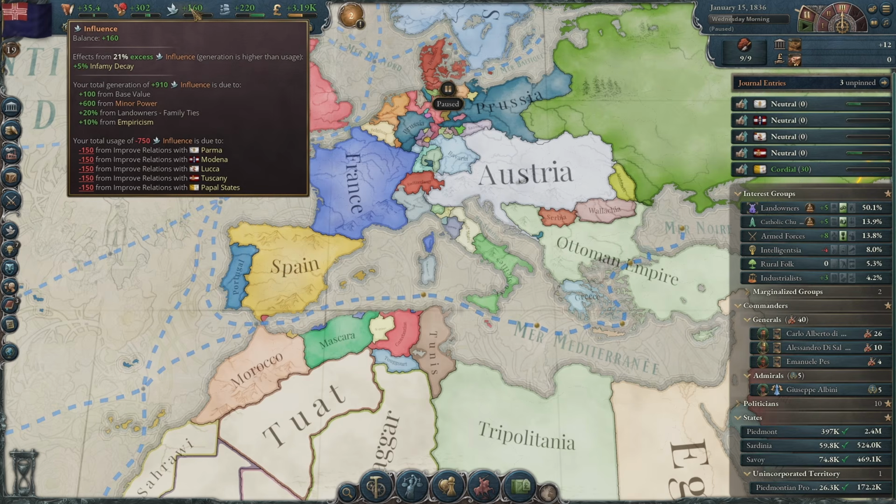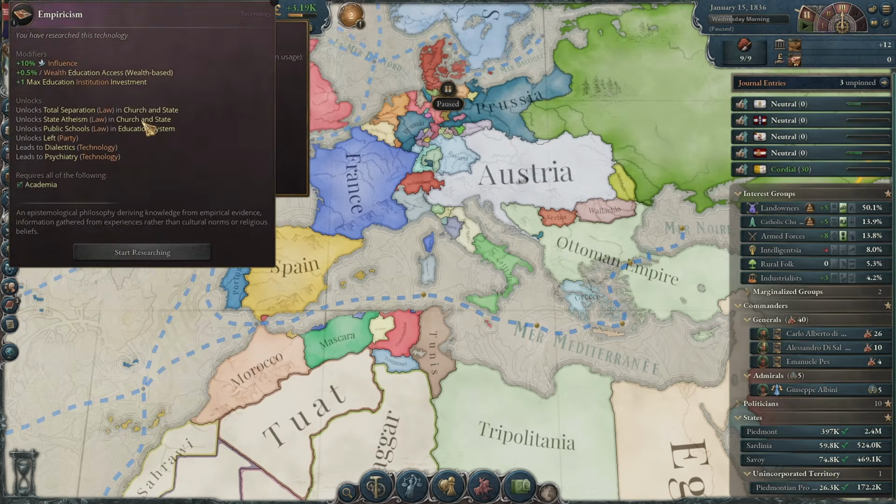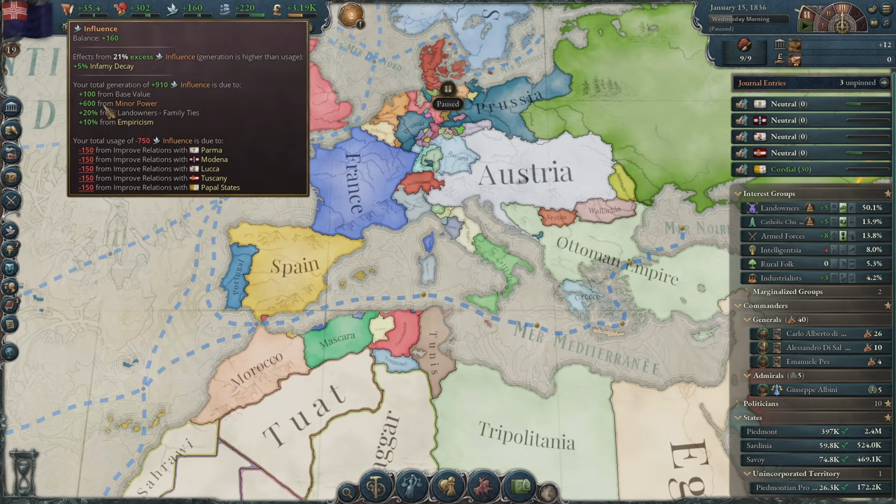Influence is one of these things that's going to be coming from your diplomacy and going to your diplomacy. It is modifiable by technology the same way that authority and bureaucracy is modified by technology. You can see here that we get a little bonus from empiricism, but most of your influence is going to be coming from your rank in the world.